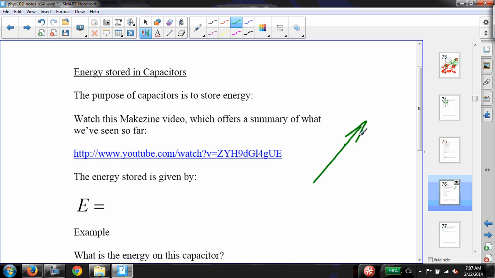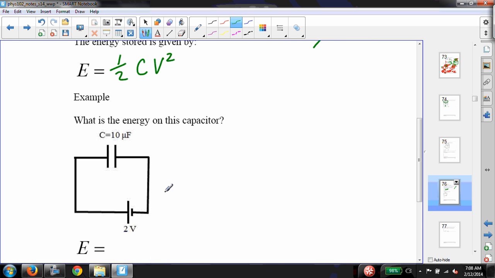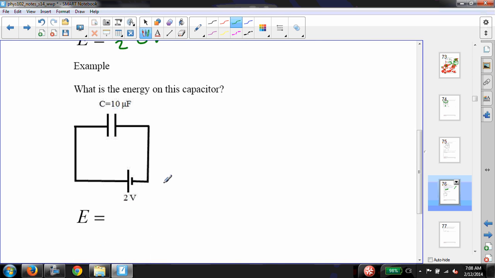Now, the energy that's stored in capacitors is given by this expression. That is, the energy stored in a capacitor is equal to 1/2 times the capacitance times the voltage squared, the voltage across that capacitor. These are fairly simple. So for example, if I have this 10 microfarad capacitor with a 2-volt battery hooked up to it, what is its energy?